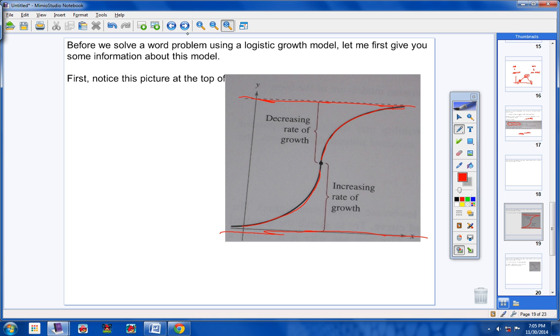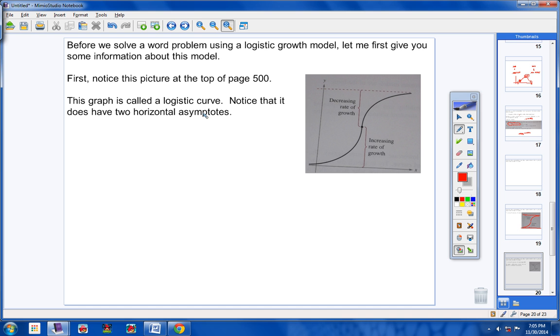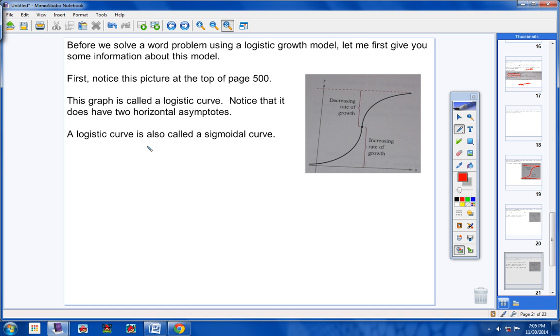So that's something you need to know about a logistic growth model. Moving on, this graph is called a logistic curve. You need to know that. A logistic curve is also called a sigmoidal curve. I'm not going to test you on that, but I want you to be familiar with it, so if I use this term, you'll know what I mean. All right, moving on.